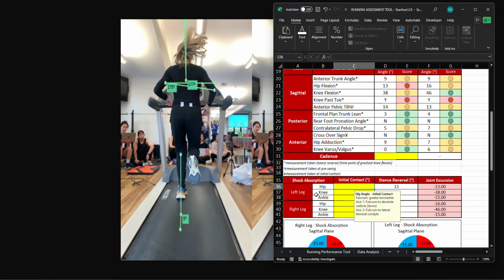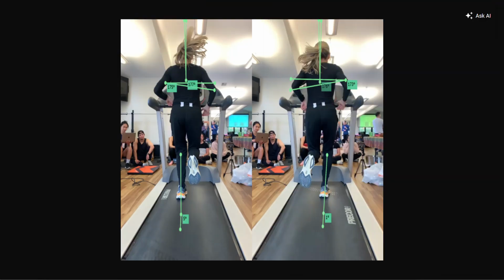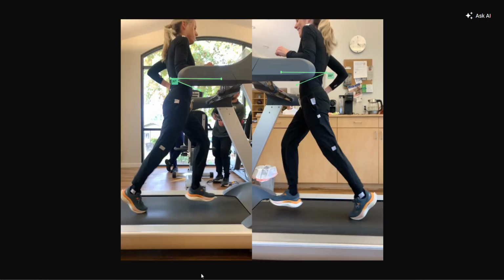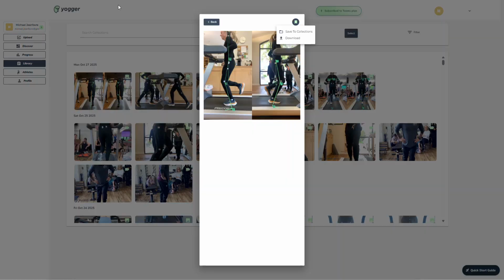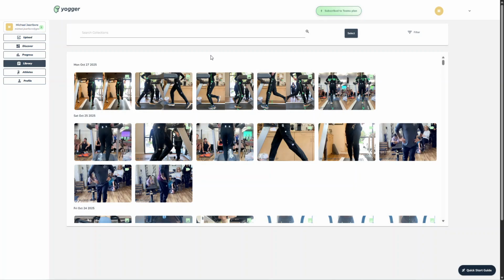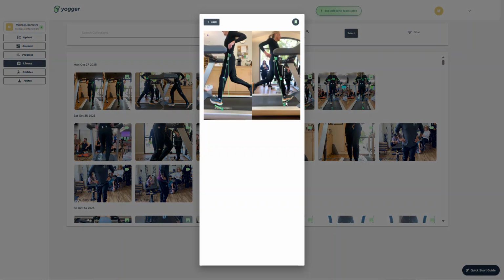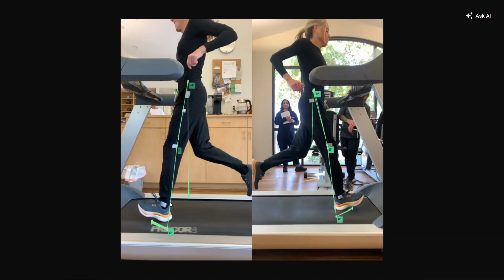The cadence I don't have at the moment. And then if we look at the sagittal plane initial contact, I believe we have that. Then we're doing low back.